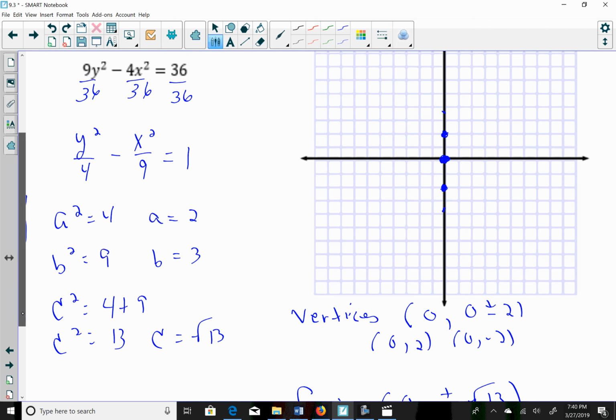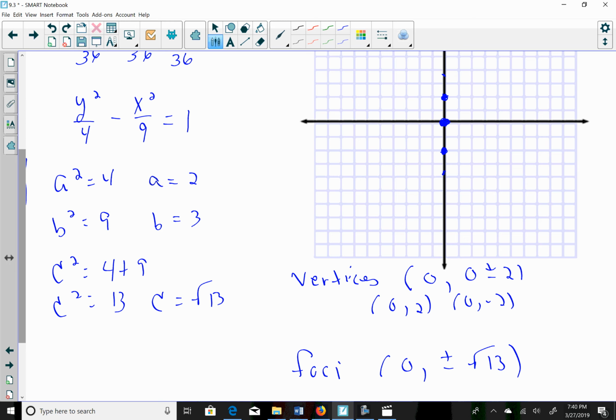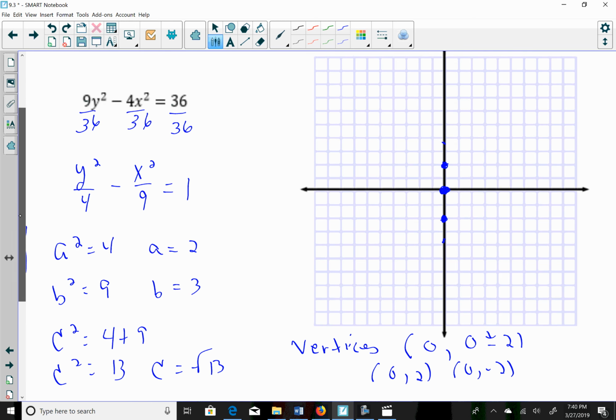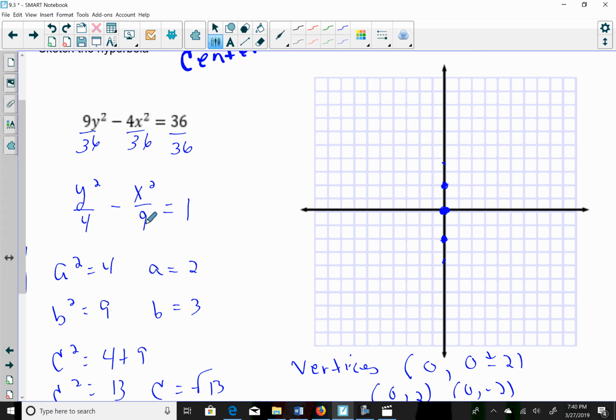I'm using these points here. Now to sketch this graph, I'm going to use B. So my B is 3. Remember that 9 goes with the X. That's a left and a right movement. So I'm going to go 1, 2, 3. I'm going to draw a little dot. 1, 2, 3, little dot. Then I'm going to bring out my highlighter. Love highlighters. So I'm going to sketch a box that connects my A and my B. So I'm going to draw this nice little rectangle.